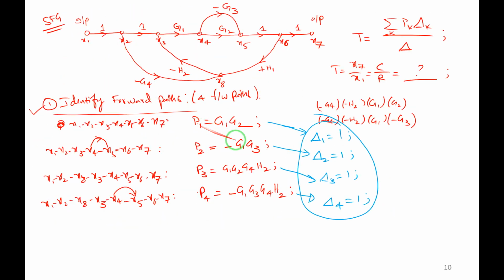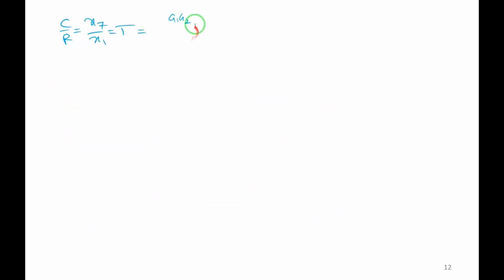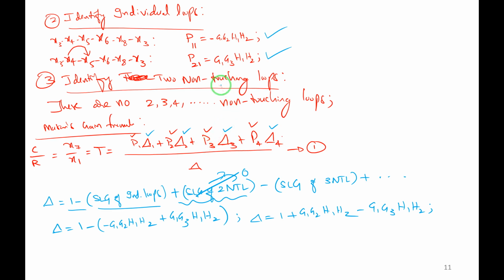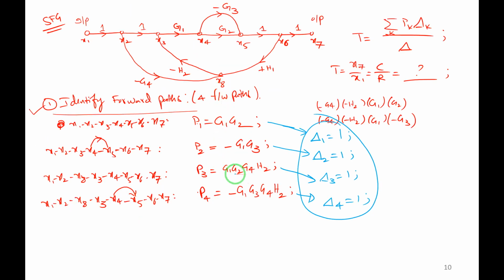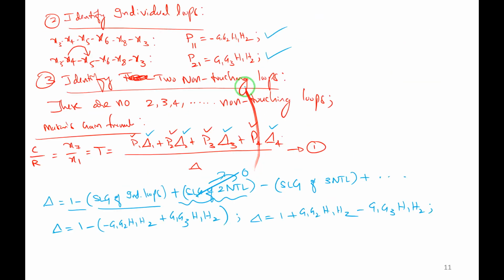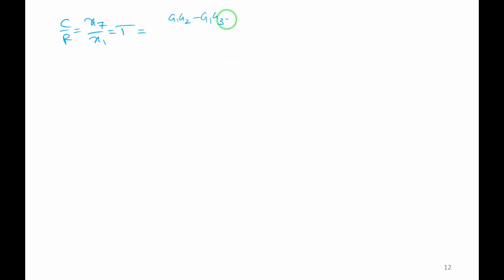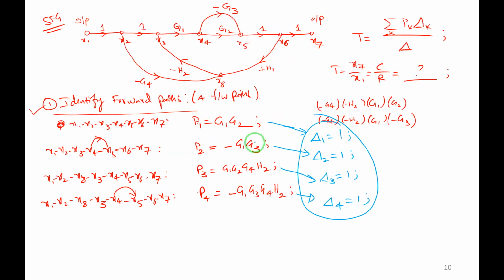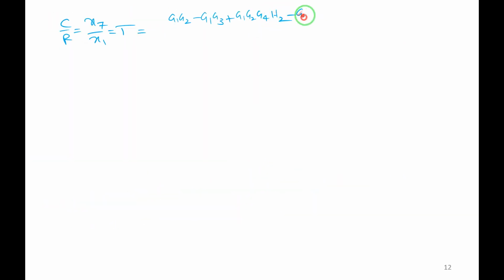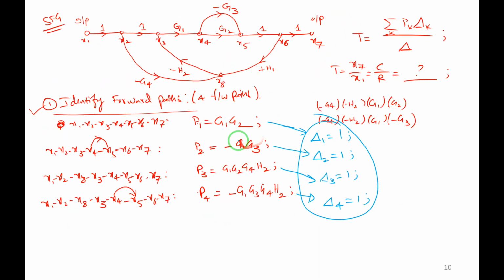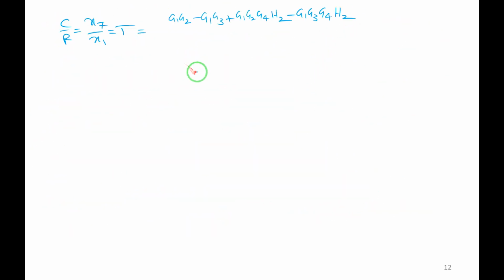P1 is G1, G2. P2 is minus G1, G3. Then what is P3? P3 is G1, G2, G4, H2. Then what is P4? P4 is minus G1, G3, G4, H2, I think. Correct? Yes, G1, G3, G4, H2 is correct.